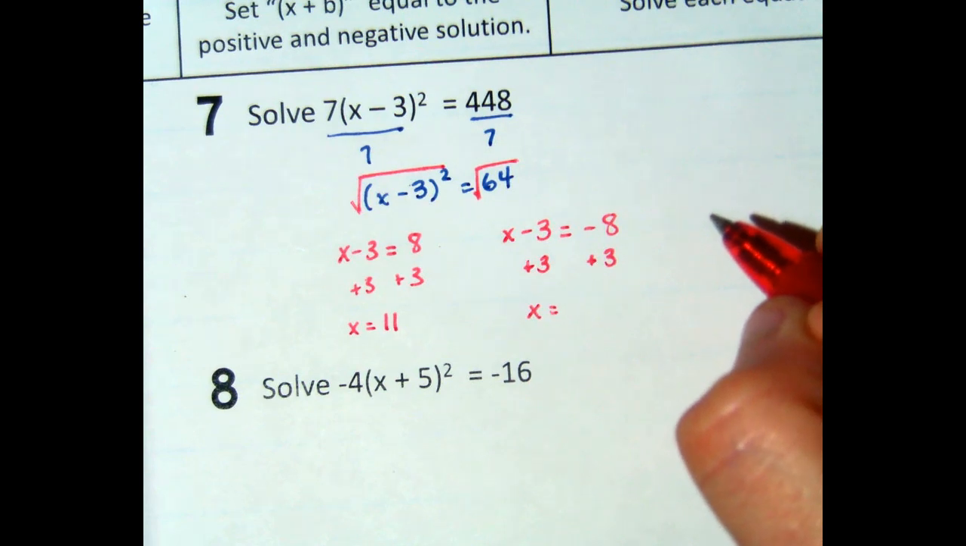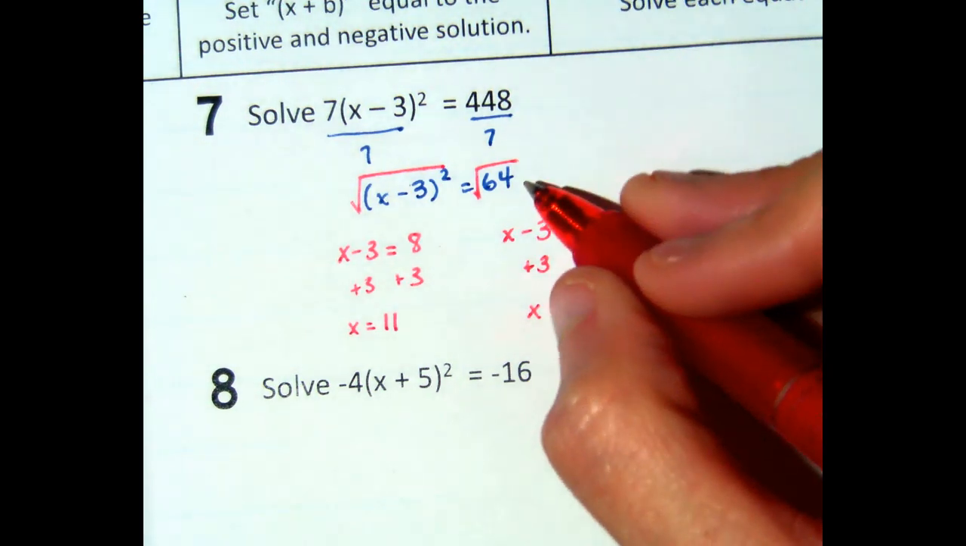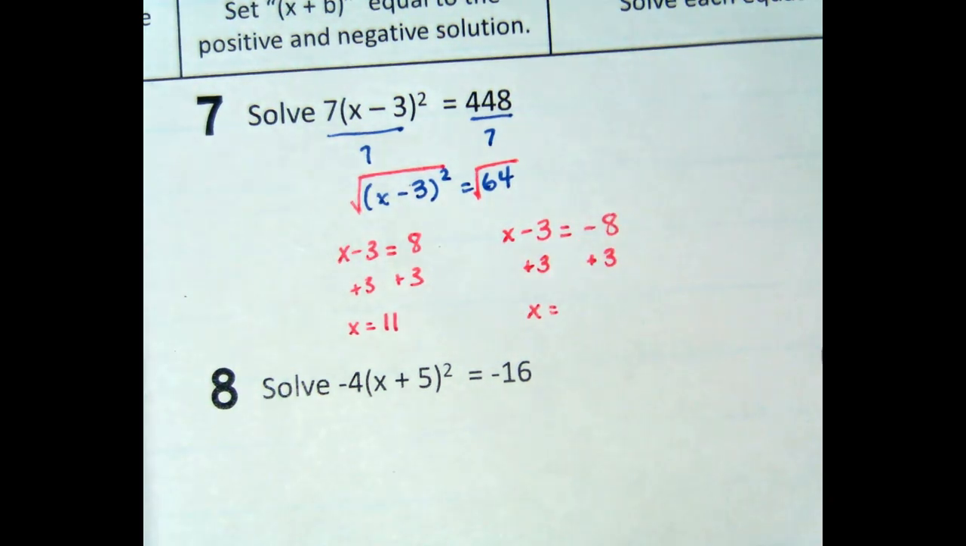It is a quadratic, yeah. It's also because, you know, that square root, when you square a positive and you square a negative, it's going to both be positive 64. What is negative 8 plus 3?